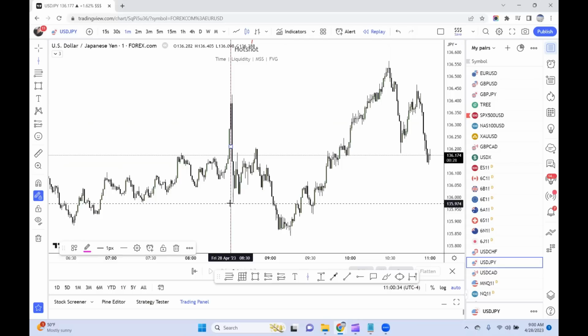And why 11? Because New York lunch is from 12 to 13, aka 1 p.m., from 12 to 1 p.m. And many traders, money managers, institutional traders, you name it, a lot of them don't wait until 12 to take their lunch. A lot leave early.